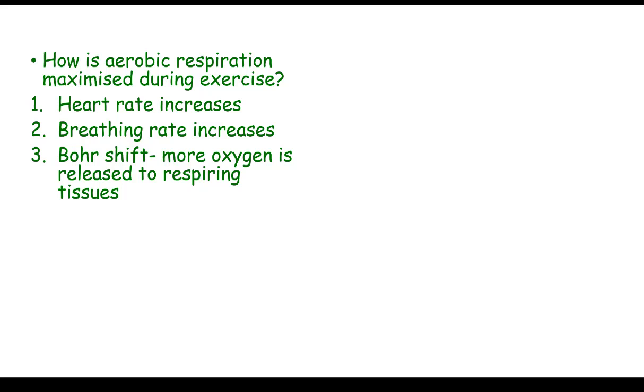As well as that, there's the Bohr shift. So as you're respiring, you create more carbon dioxide because of respiration. That has the effect of shifting the oxygen dissociation curve for your haemoglobin to the right, which basically means that more oxygen would be released to your respiring tissues. Now, these three steps would allow you to respire aerobically for a little bit longer.